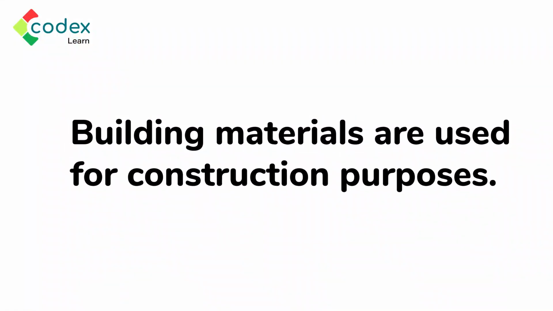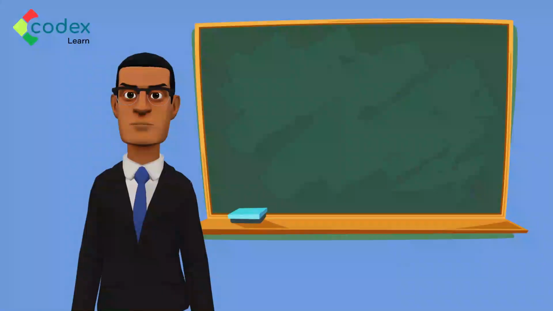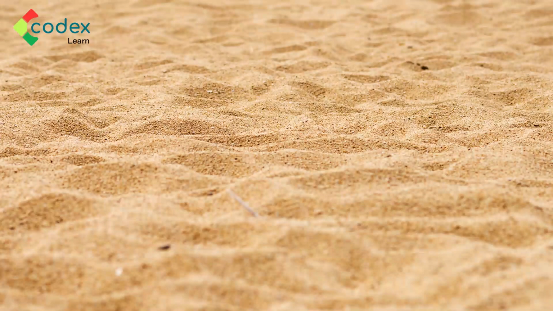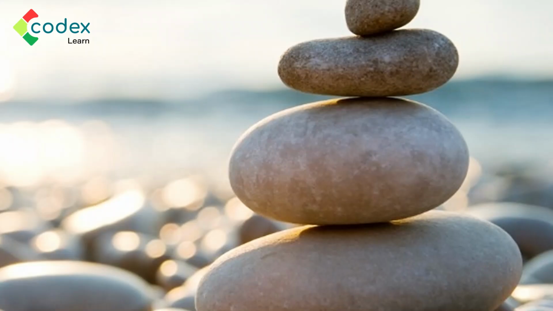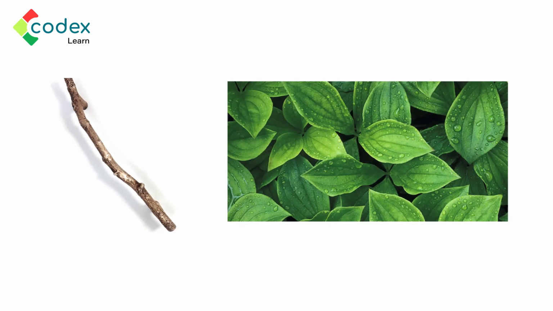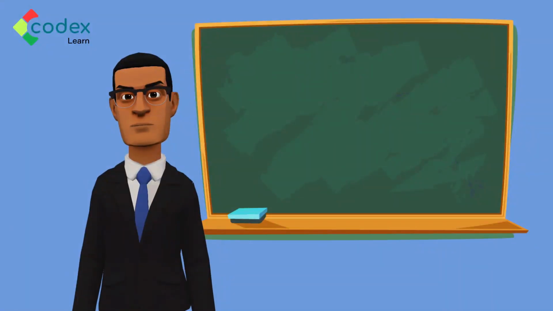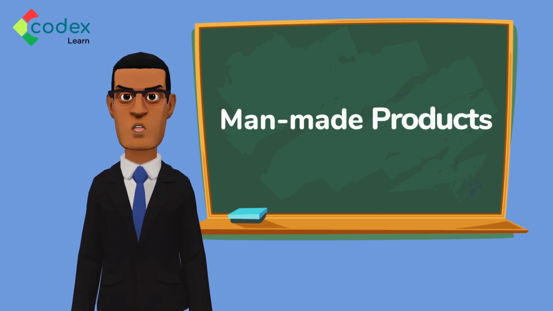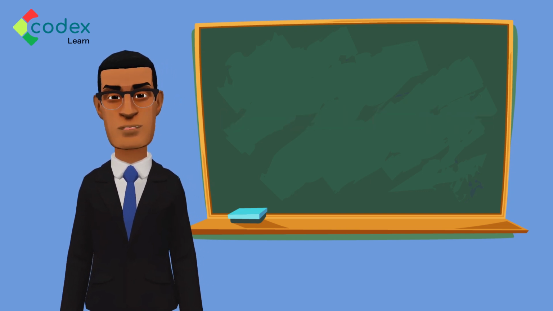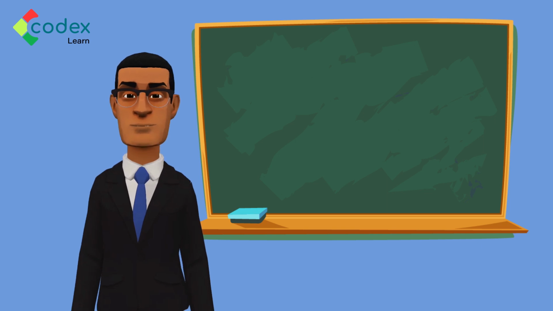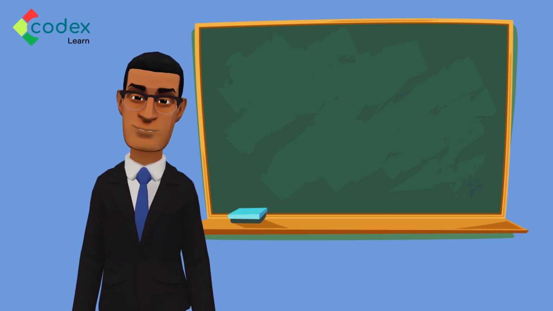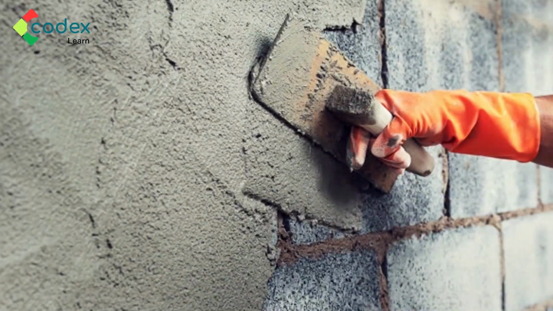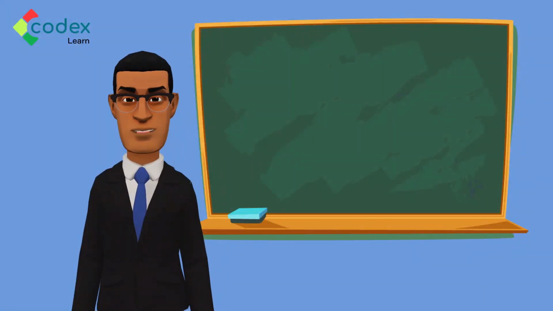Building materials are used for construction purposes. Many naturally occurring substances such as clay, sand, wood, and rocks, even twigs and leaves have been used to construct buildings. Apart from naturally occurring materials, many man-made products are in use. Some are heavily processed industrially, while some are less industrially made. Bricks are man-made, and so is plaster, concrete, and many other materials.